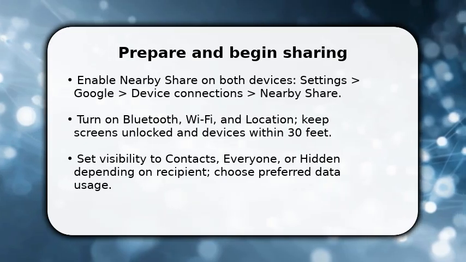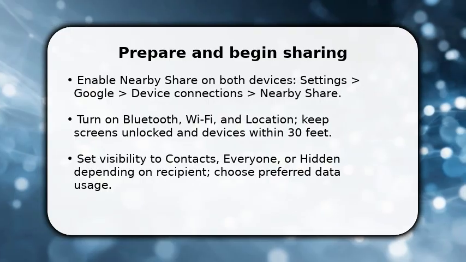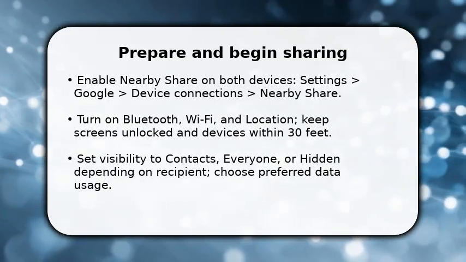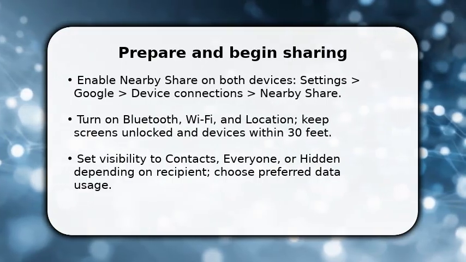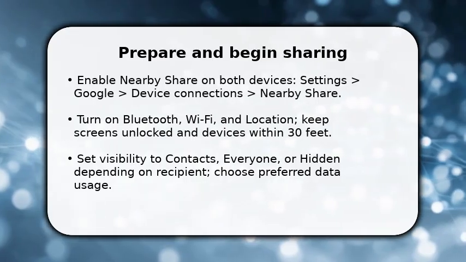Enjoy the video. You start by enabling Nearby Share and the necessary radios so devices can discover each other. Turn on Bluetooth, Wi-Fi, and location, then open the file or link you want to send. Once done, tap the share icon, choose Nearby Share, and pick the device you want to share with.